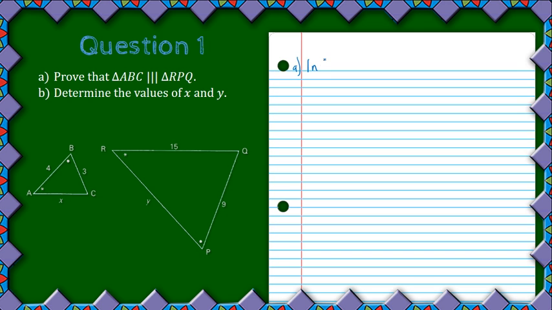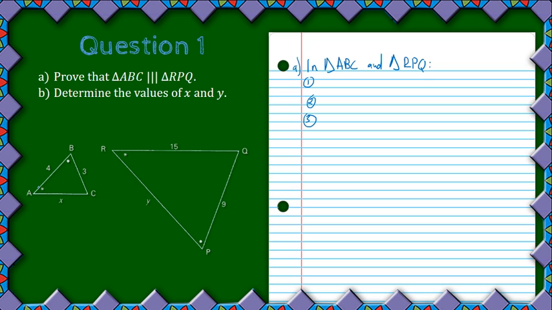So we say in triangle ABC and triangle RPQ, and then we need 3 reasons. The first reason is we see that what we are given is that this angle is equal to this angle. We're also given that this angle B is equal to P, and since we have 2 angles that are equal, we know that the third one will also be equal. So let's write that down.